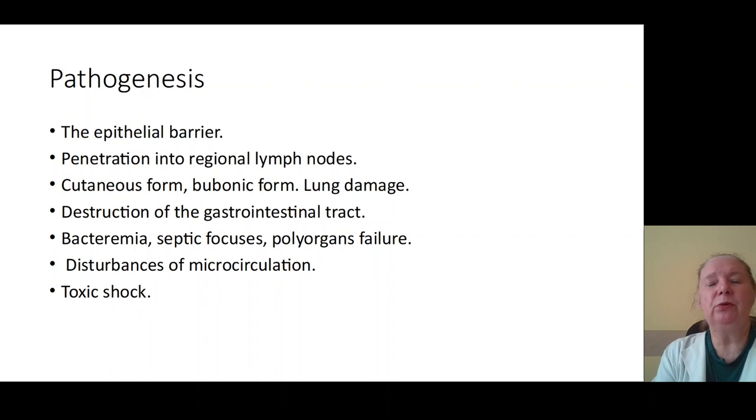So it causes activation of phagocytosis, neutrophilia, migration of phagocytes to the infection focus, synthesis of cytokines, which cause destruction of tissue, destruction of the epithelium, formation of ulcers with necrosis, and hyperplasia of lymphoid tissue in regional lymphatic nodes. It causes the formation of bubos. Bubos are big lymphatic nodes. And toxins and interleukins cause destruction of the lung, serous hemorrhagic alteration of the lung, respiratory insufficiency.